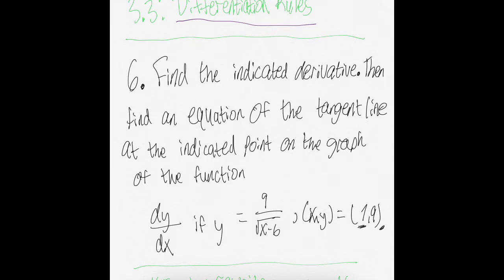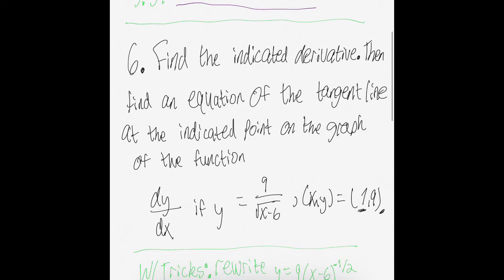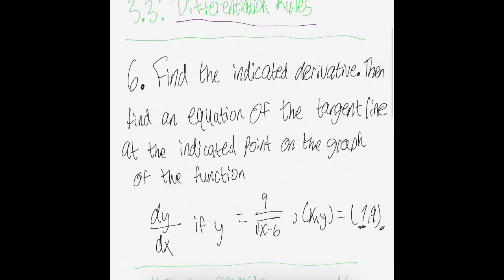So here we are going to be finding a particular derivative. The function is y equals 9 over the square root of x minus 6. We are asked to find dy/dx, in particular the derivative of y with respect to x. That respect to part isn't super important here because there's clearly only one variable here on the right side. However, there are other situations in which that will be very important, and I think that we're going to talk about that in at least one of the problems today. Then we're going to find the equation of the tangent line at the point (7, 9). So that's what we're in for.